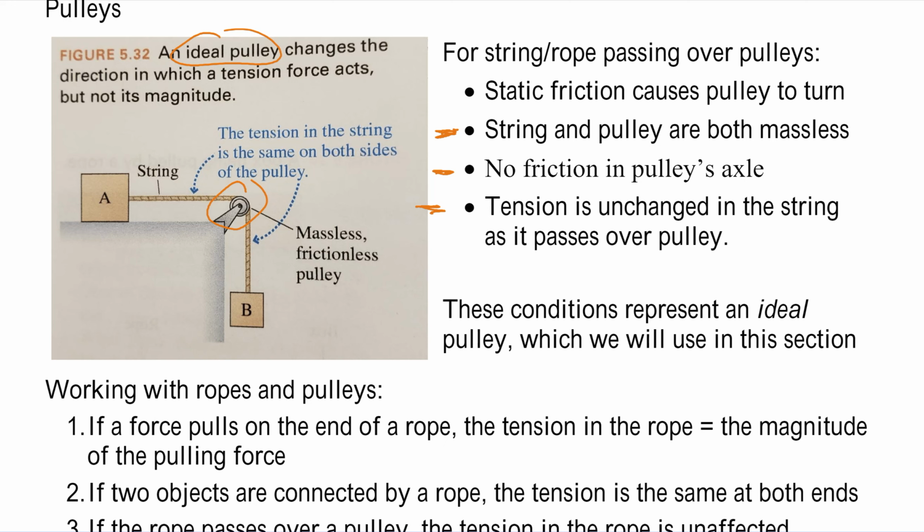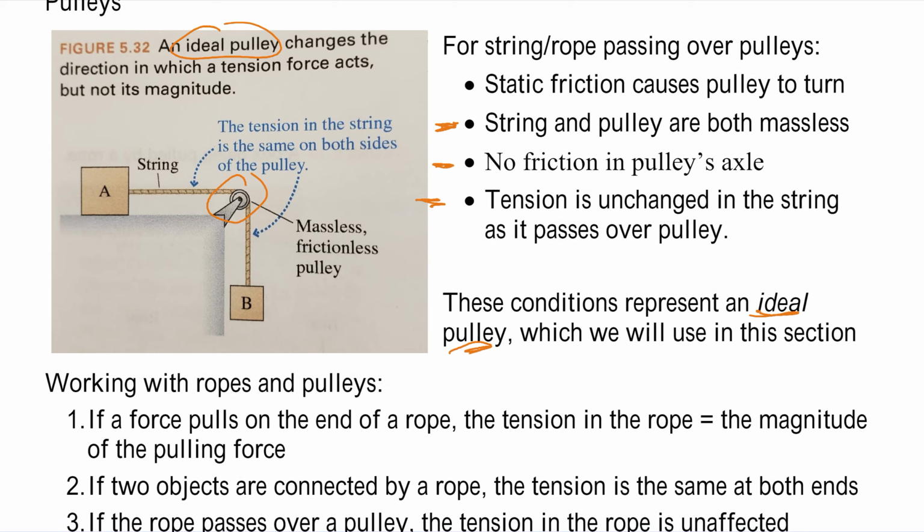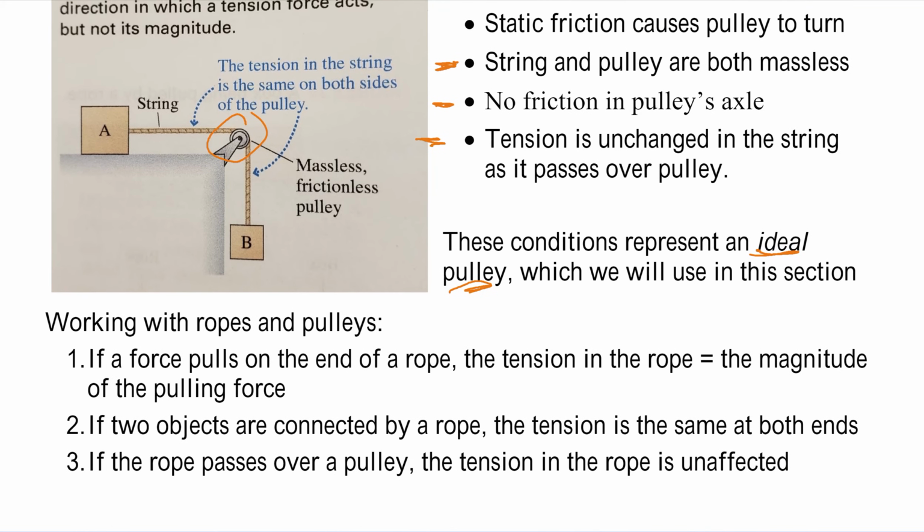These conditions represent what we call an ideal pulley, and that's what we're using in this section, and generally in physics when we're working with pulleys. So, working with ropes and pulleys: if the force on the end of the rope is pulling, then the tension in the rope equals the magnitude of the pulling force.